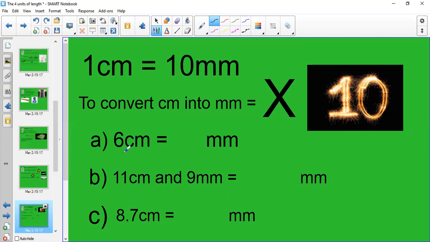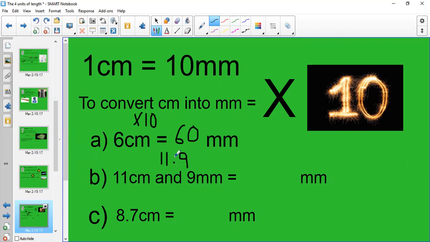So I know that 6 centimetres must be equal to 60 millimetres because 6 times 10 is 60, or if I just add a 0 to the 6, it becomes 60 millimetres. If you see something written like 11 centimetres and 9 millimetres, it is the same as saying 11.9, because if you picture on a ruler 11 centimetres and you count along 9 little lines, remember those lines are worth a millimetre, so 11.9.